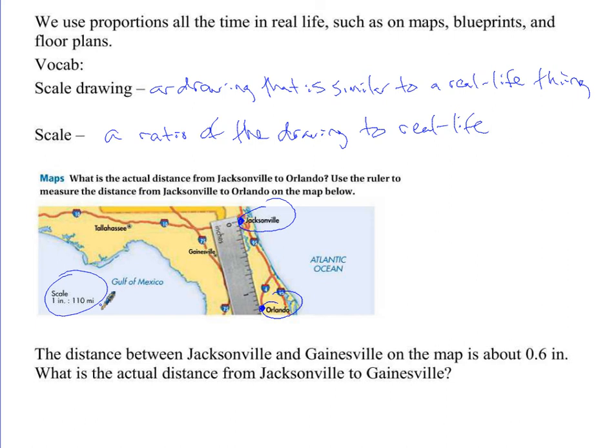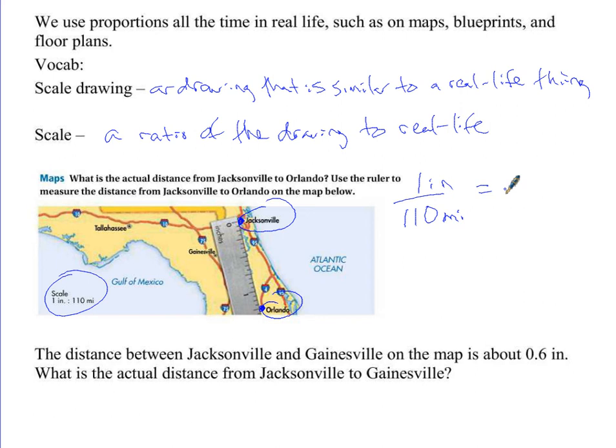Okay? So what we need to do is measure on the map how far Jacksonville is from Orlando. Once we have that length, then we can compare it to the scale, setting up a proportion, and then solve to find out the real life distance from Jacksonville to Orlando. Straight line distance, not necessarily by car. Okay? So, we have this scale. 1 inch is 110 miles. So 1 inch is 110 miles equals.